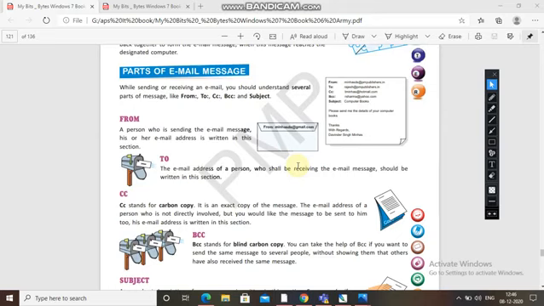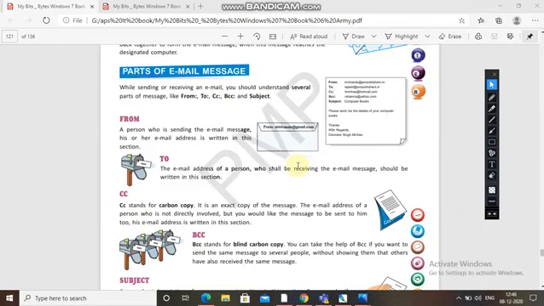Like if you are sending some message or email to a teacher, but they don't know the involvement of the principal ma'am, but you want the principal ma'am to also see the letter which you are sending, so you send her a carbon copy. So her email address is written in this section, CC.